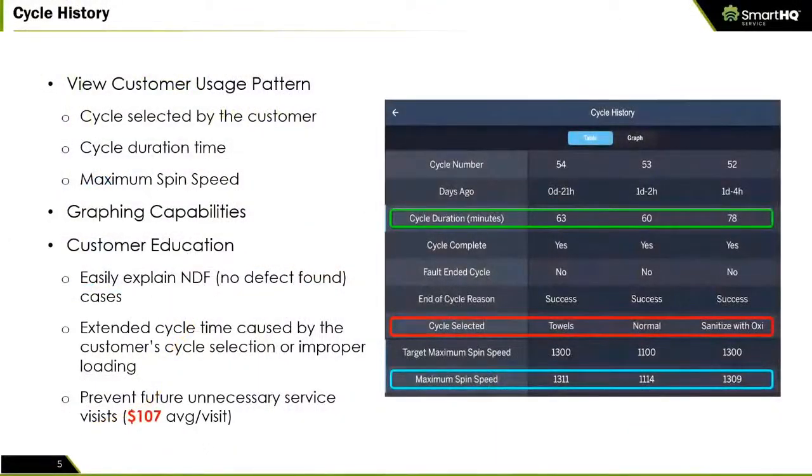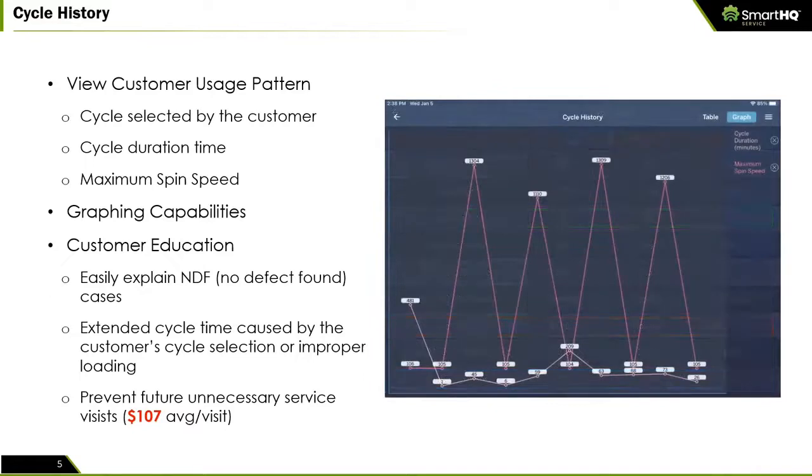So not only can you see the data in a numerical format, but also in a graphical format. If you're better with viewing graphs, some of us are better with that than with numbers, then you have the option to do that as well. So SmartHQ service gives you flexibility to do both. Now, let me show you a prime example that was sent to us by one of our service technicians out there that uses SmartHQ service.